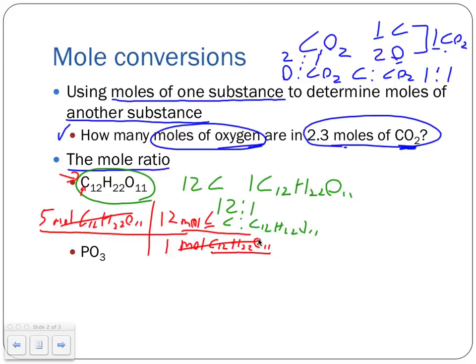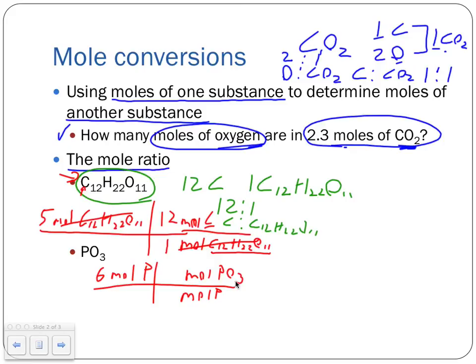So if I was trying to convert from, let's say that I had 6 moles of phosphorus right here, and I want to figure out how many moles of PO3 I have, then I would first say, well, I want to get rid of my moles of phosphorus. I want to go to my moles of PO3. And now I've got to figure out what's the mole ratio, because I'm changing substances.